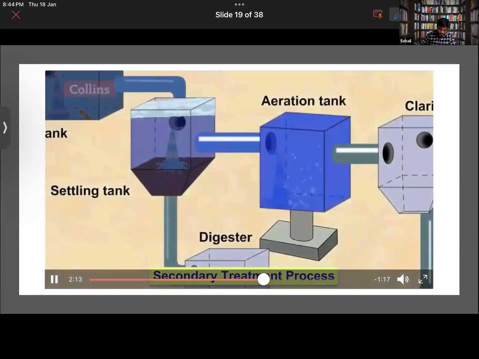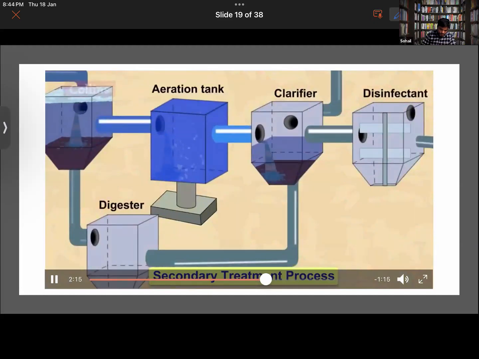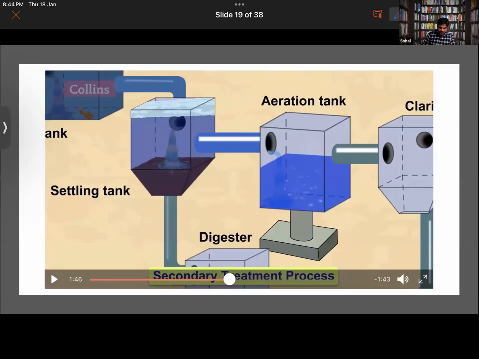The mixture then flows from the aeration tank into the clarifier. Okay, were you talking about the digester or the aeration tank? No, sir. The part where they explained about why they use the anaerobic bacteria and how it is used. Okay, okay. Let me play it from here.